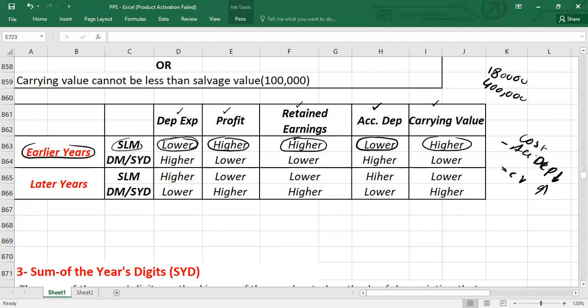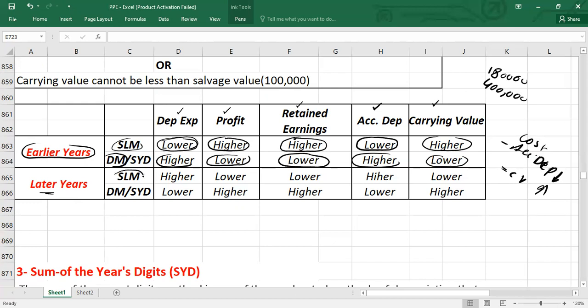In the earlier years, the declining method gives you higher depreciation. It means lower profit because expense is more, and retained earning will also be lower because your profits are lower. Accumulated depreciation will be higher. Why? Because your depreciation expense is higher. That's why accumulated depreciation will be higher and carrying value will be lower. But in the later years, what will happen? It will work opposite.